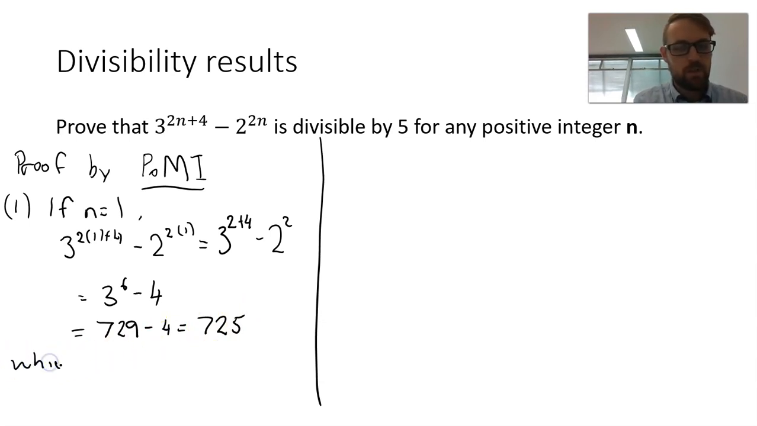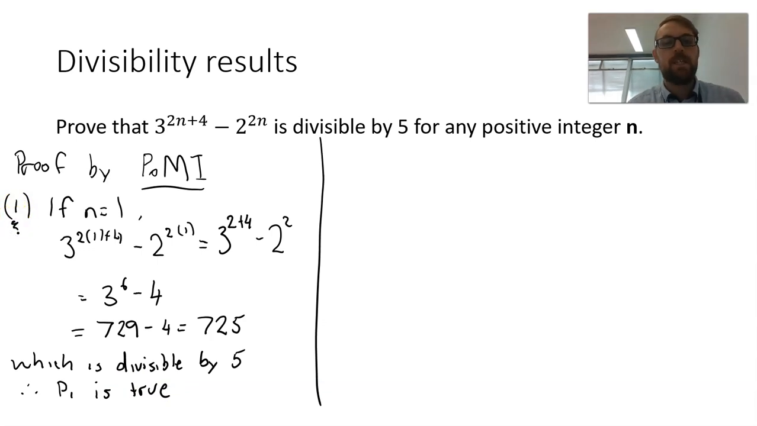which is divisible by 5. Therefore, P of 1 is true. Okay, so we wrote number 1 up here at the start because that's our first step. There's going to be 2 of them. First step is prove that it works for 1. So now we're going to go to step 2, and what step 2 does is it says we're going to have a look at P of k and then P of k plus 1.